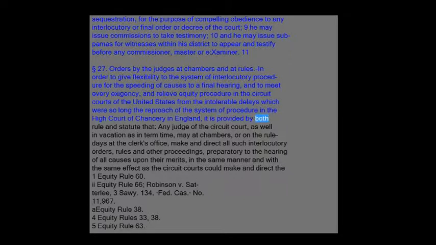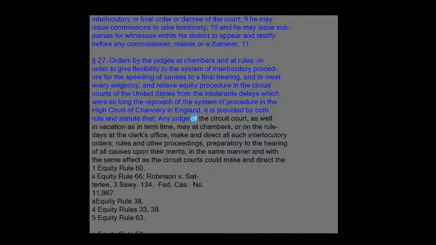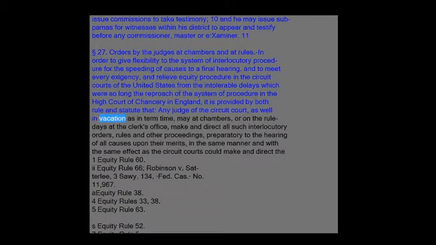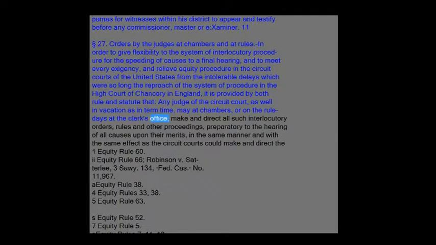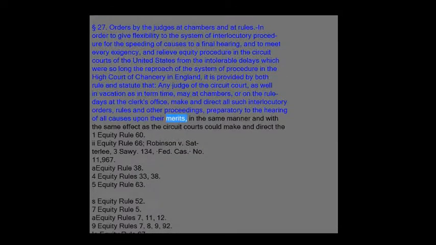It is provided by both rule and statute that any judge of the circuit court, as well in vacation as in term time, may at chambers, or on the rule days at the clerk's office, make and direct all such interlocutory orders, rules and other proceedings, preparatory to the hearing of all causes upon their merits, in the same manner and with the same effect as the circuit court could make and direct.